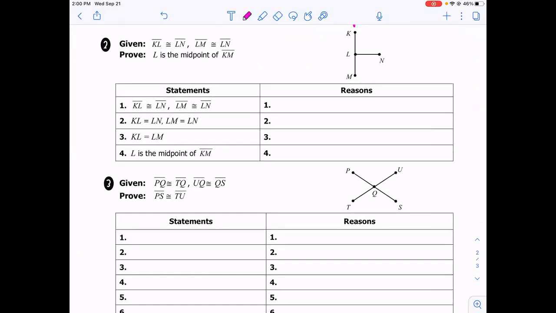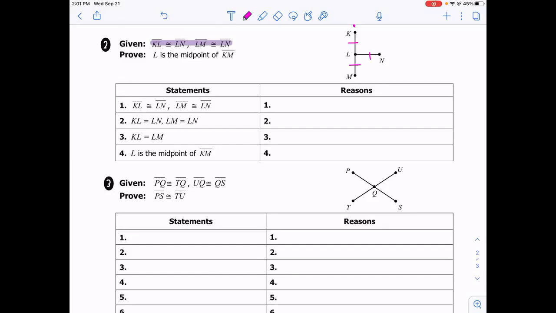All right, here we go. Let's look at number 2. Here is our given information. So you know what else I'm going to do? I'm going to mark that KL, LN, and LM are congruent. So they're all congruent, basically, is what that's trying to say. And we need to show that L is the midpoint of KM.